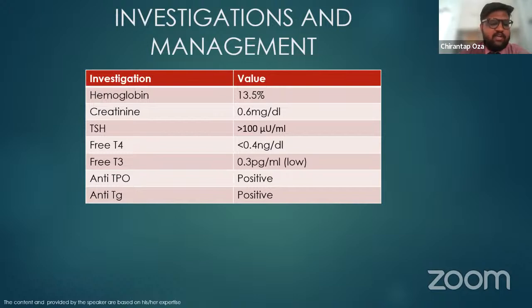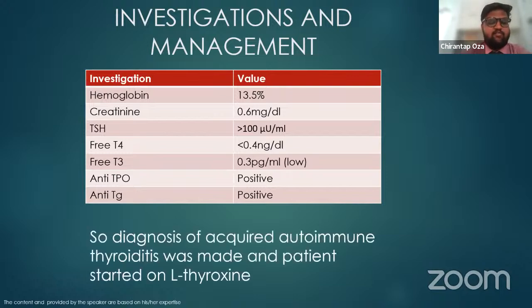To confirm the etiological cause of short stature, anti-TPO and anti-TG antibodies were performed, both of which came to be positive. So the diagnosis of acquired autoimmune thyroiditis was made for this child and was started on levothyroxine. The patient is yet to follow up. So the response to treatment, I'm not able to show right now.